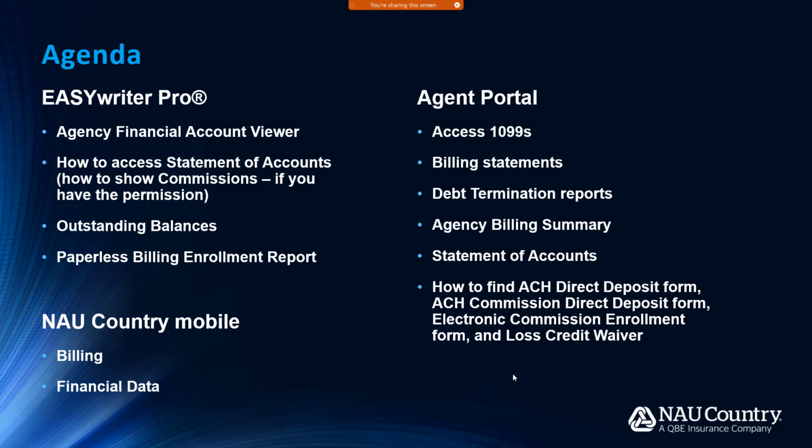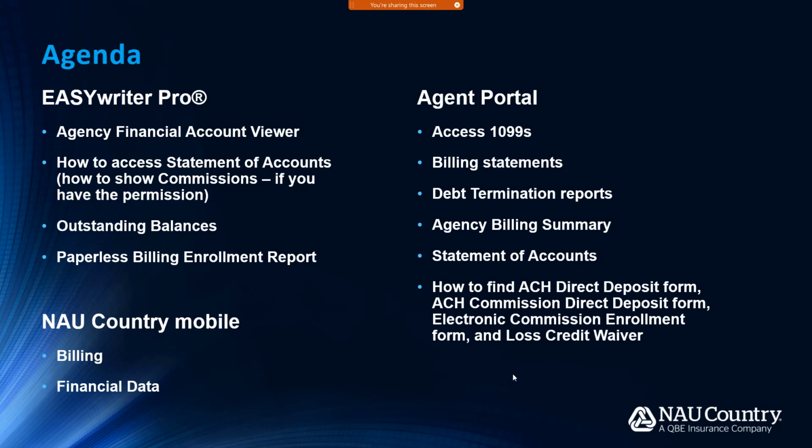Next, we'll head into the NAU Country mobile app. We're going to talk about how to find billing statements out there. We're also going to talk about financial data information that's out on the mobile device. What's great about mobile is everything you can see out there, our farmers can see as well. And so if your farmers or your policyholders have access to a farmer account and they have the NAU Country mobile device downloaded, we're going to show you how to cross-reference, how to walk them through how to find this information as well.